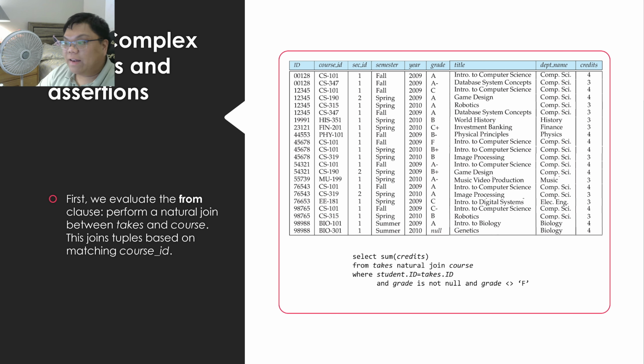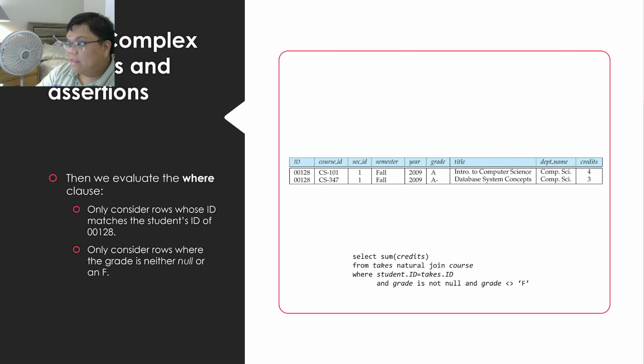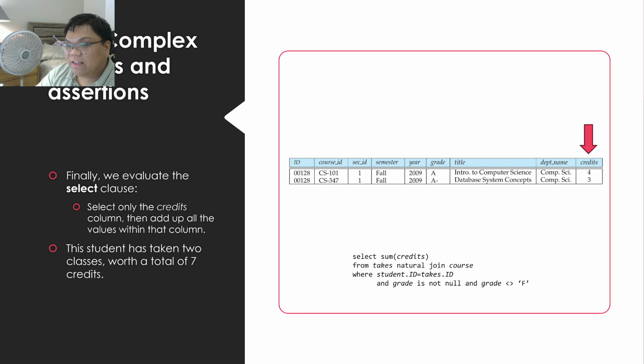and this is the table we get out of that. And then we evaluate the where clause, only consider rows whose ID matches the student ID of 00128, and rows where the grade is neither null nor F. And then we evaluate the select clause, which says to just sum up everything in the credits column. Here we find that the student has 7 credits total.